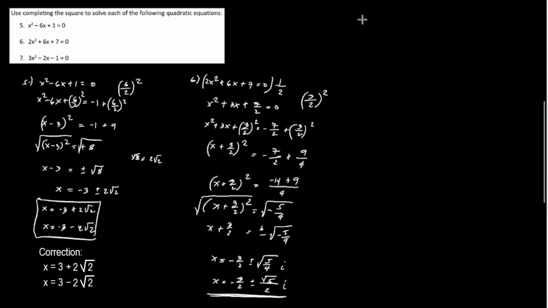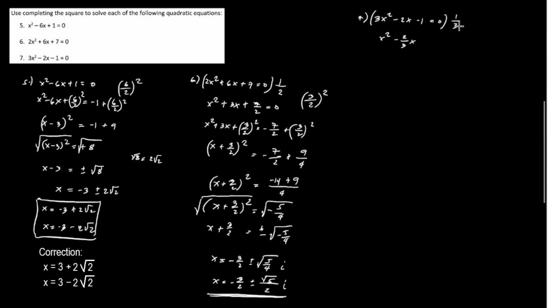And number 7. 3x squared minus 2x minus 1 is equal to 0. Using completing the square, always divide by the coefficient of x squared, which is 3, or multiply by 1 over 3. So 3x squared over 3 is x squared. Negative 2x over 3 is negative 2 over 3, 2/3 of x.